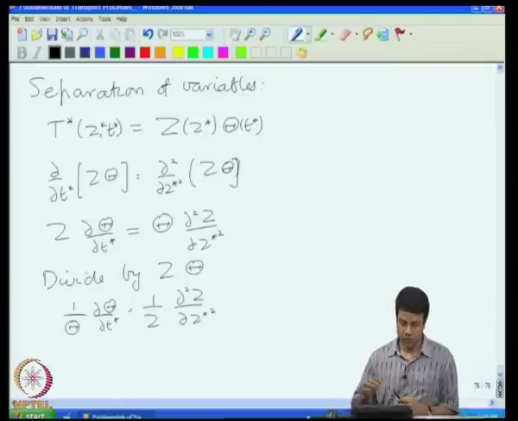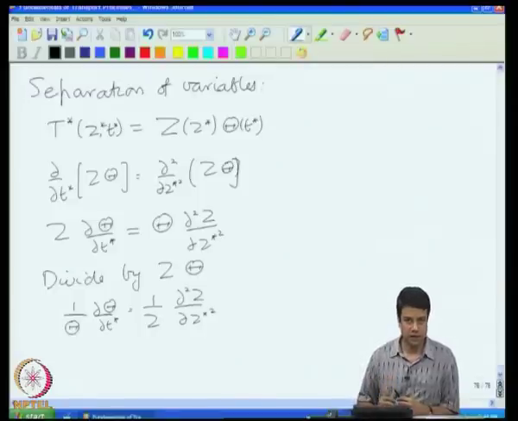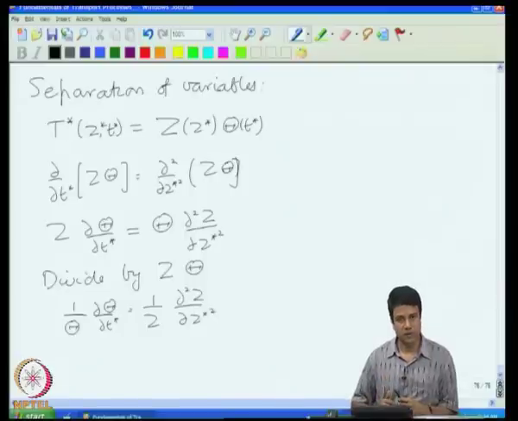So, by this separation of variables procedure, I have reduced this equation, which was originally a partial differential equation. I wrote the dependent variable t star as the product of two terms. One depends only upon z star, the other depends only upon t star. I inserted that into the equation, divided by z times theta, and I got an equation in which the left hand side depends only upon t star and the right hand side depends only upon z star. And because of that, both of these individually have to be equal to constants.